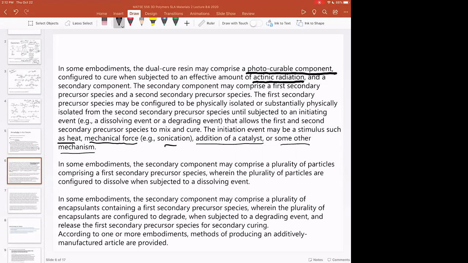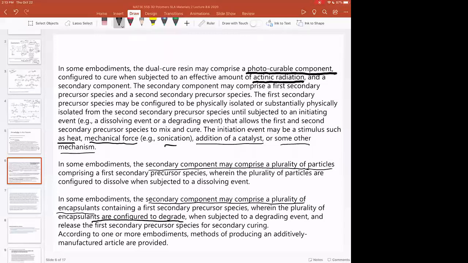They also talk about particles. So the secondary component may comprise particles, and that's cool. And so you need to make sure, or you need to get enough particles in one place in order to do the secondary reaction. Or you might have encapsulants. So the major function of the secondary component might be an encapsulant where you can degrade the encapsulant and then you get your secondary reaction.